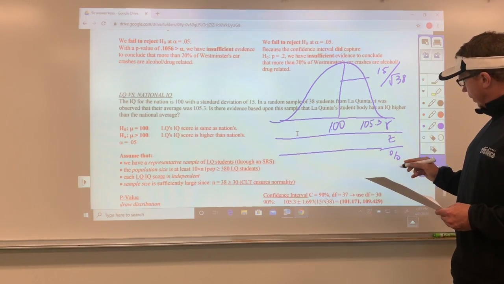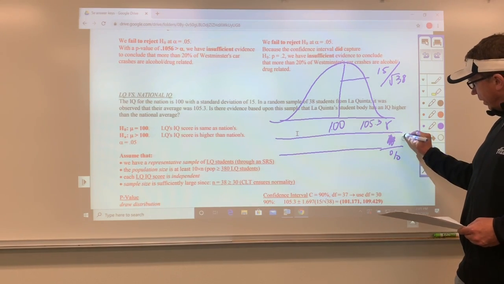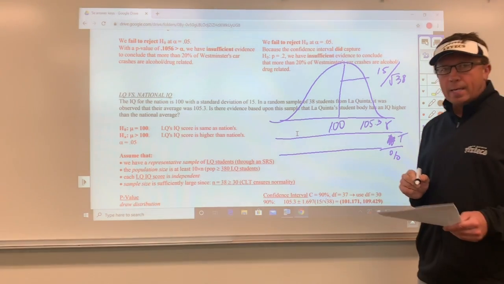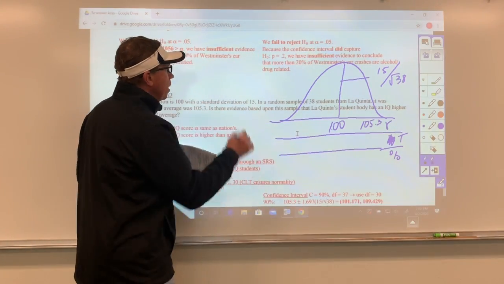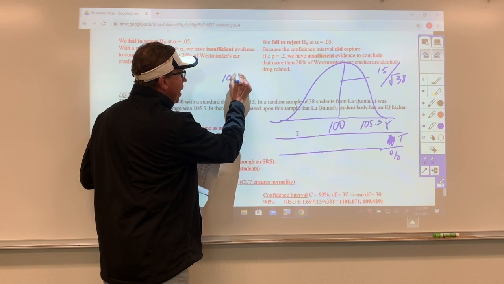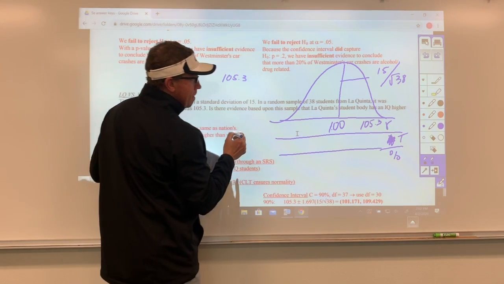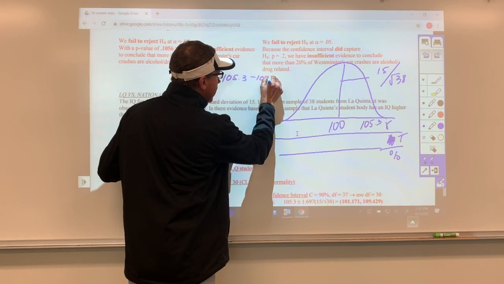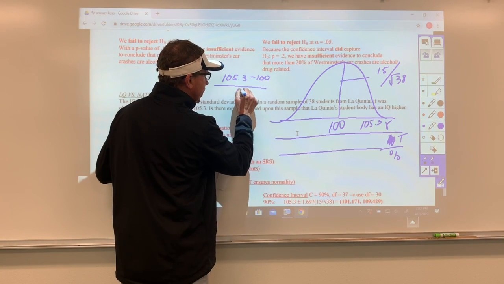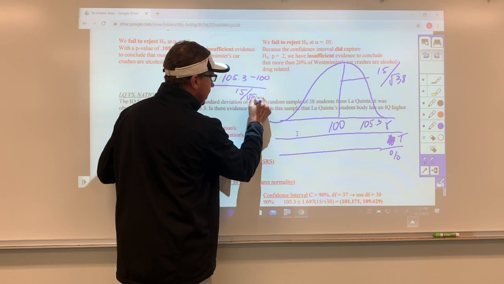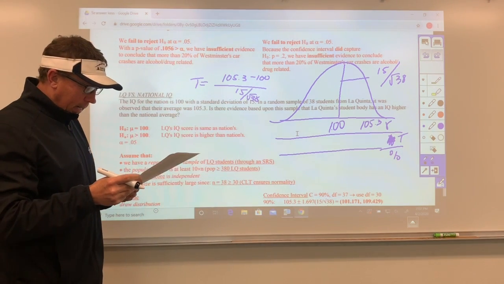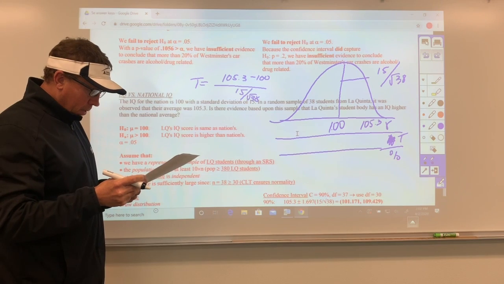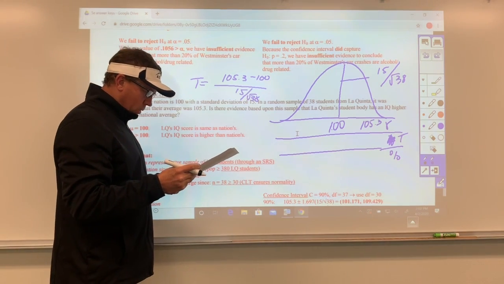Okay, so we're going to get a t-score. I shouldn't have wrote z here. This is going to be a t-score because we're doing a mean. Okay, so the t-score I'm going to put right here. The t-score is going to be 105.3 minus 100 divided by the standard deviation of this statistic. And that t-score is, I got it on my sheet here, is 2.18.